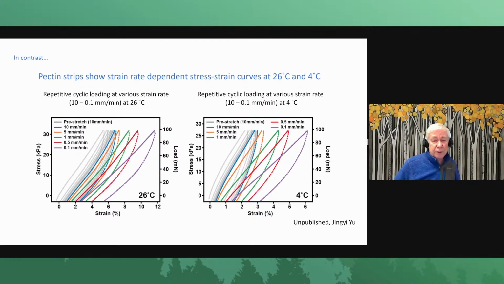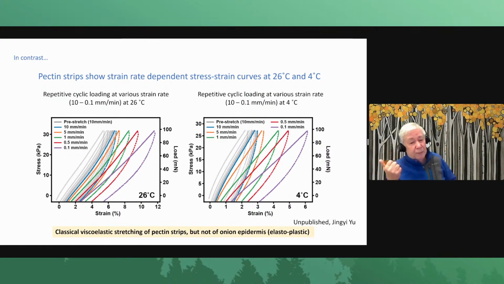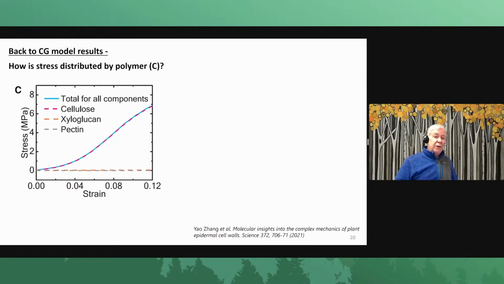So just to double check whether our intuitions were working right, we took a pectin strip. These are fruit strips from the store, all made entirely of pectin, and did the same sort of cyclic experiments. And there we see, in fact, a big effect of the strain rate. So those pectin strips do, in fact, show viscous type of behaviors for viscoelastic materials. So the pectin strips show what we thought of as a classical viscoelastic stretching behavior, but the onion did not. And we might call this elastoplastic, but not viscous. All right, so back to the coarse grain model.